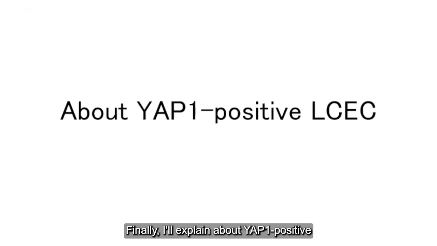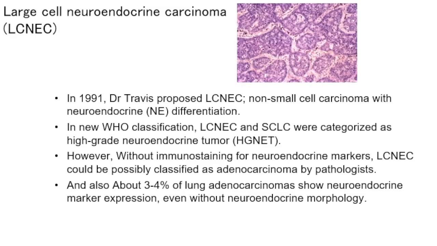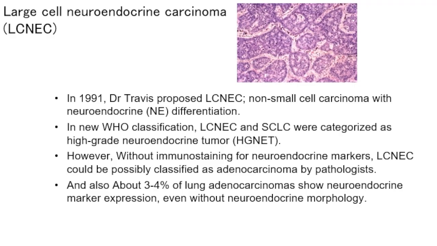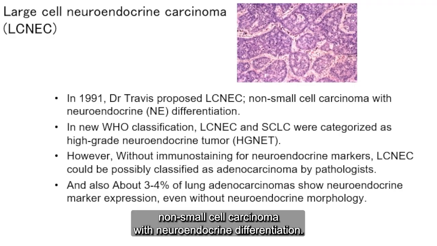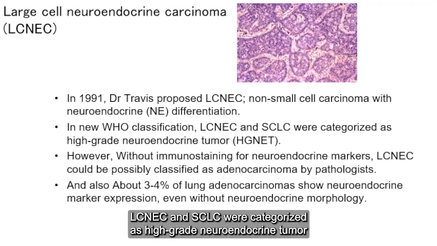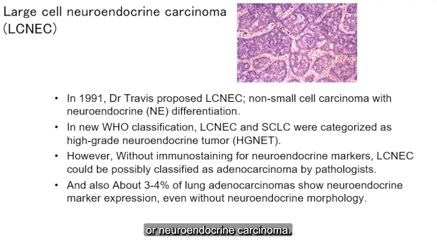Finally, I will explain LCNEC, large cell neuroendocrine carcinoma. In 1991, Dr. Travis proposed LCNEC, a non-small cell carcinoma with neuroendocrine differentiation. In the new WHO classification, LCNEC and SCLC were categorized as high-grade neuroendocrine tumors or neuroendocrine carcinomas.